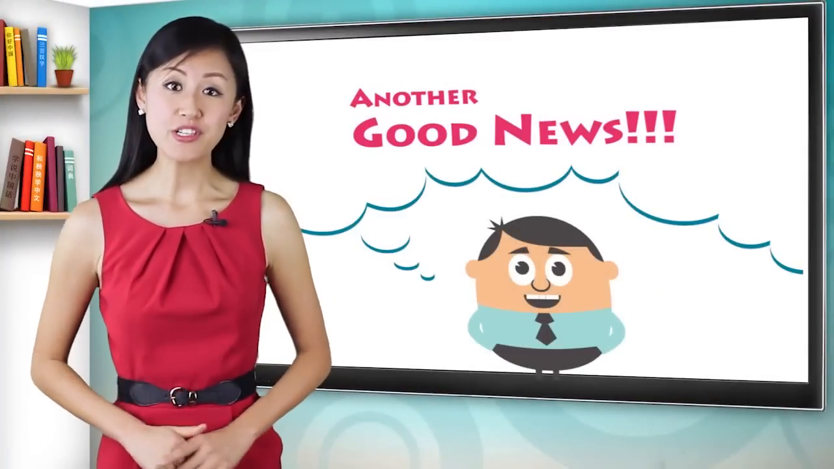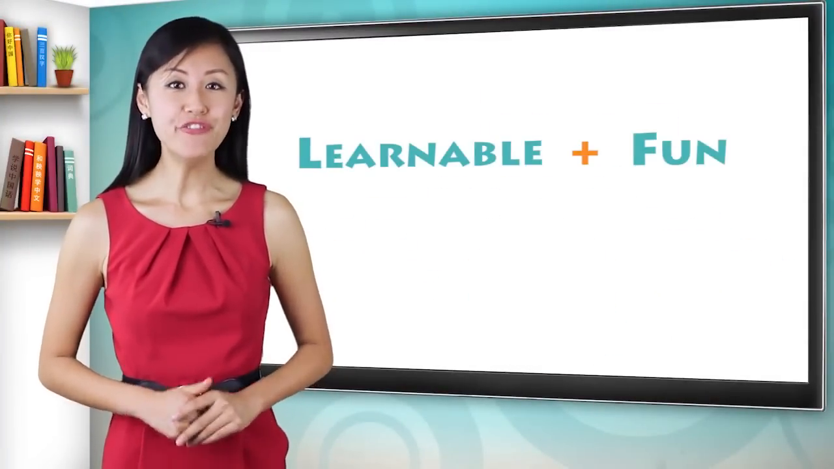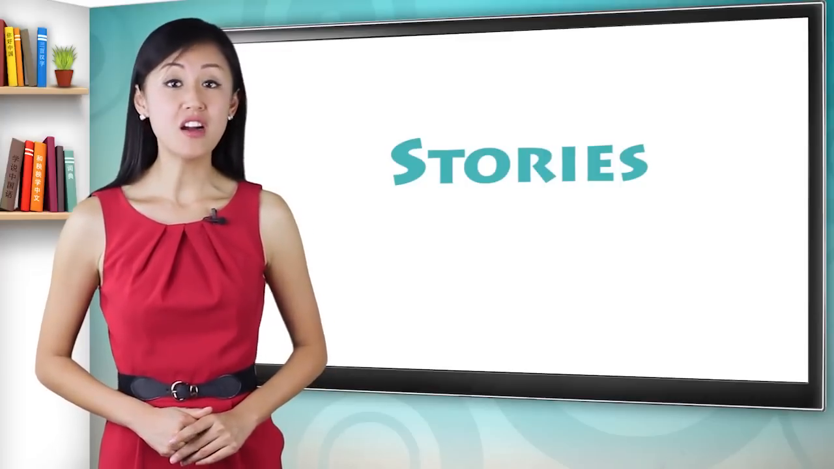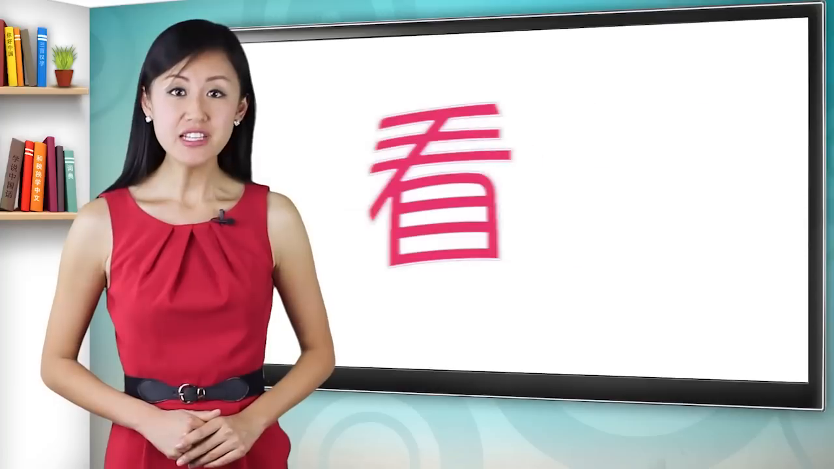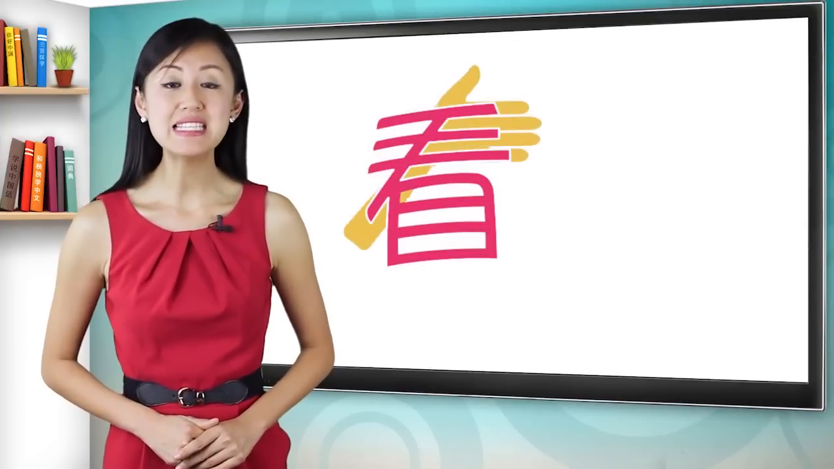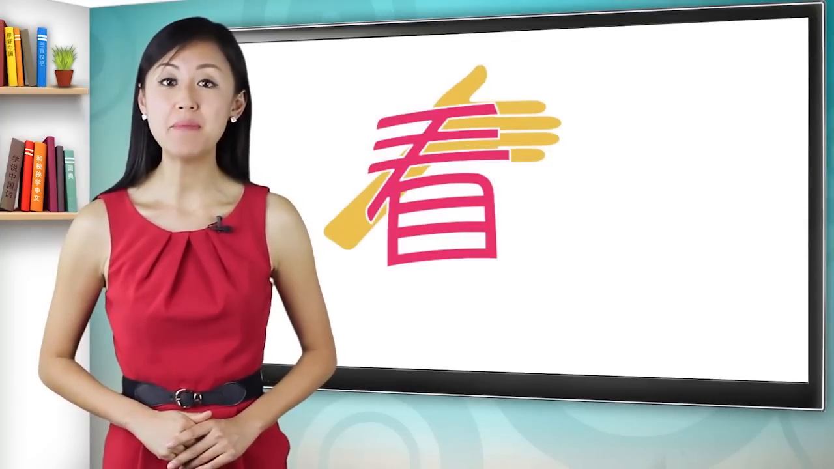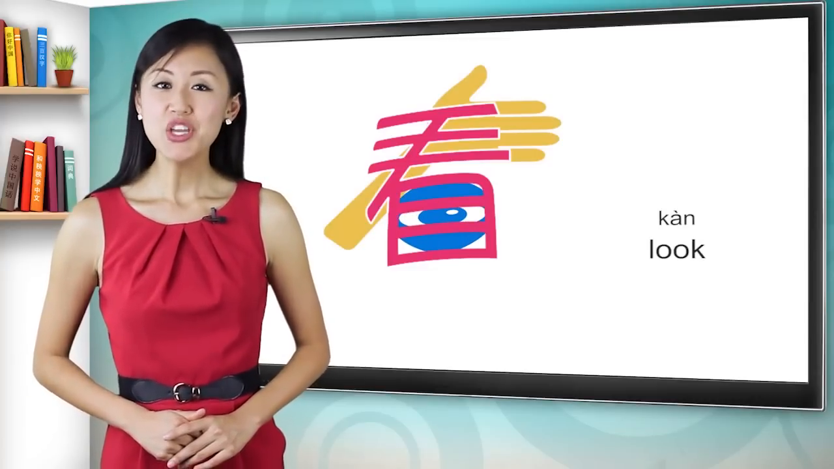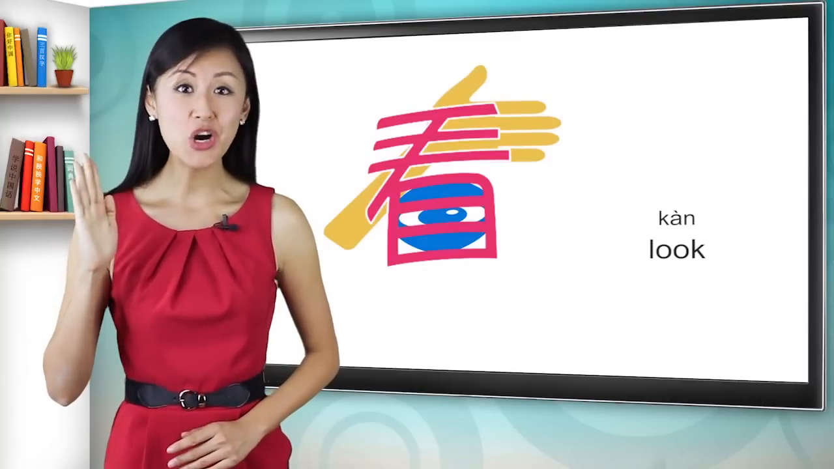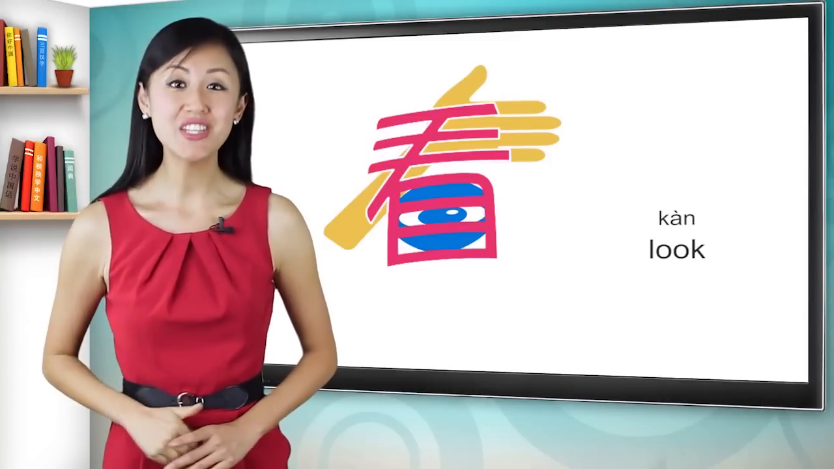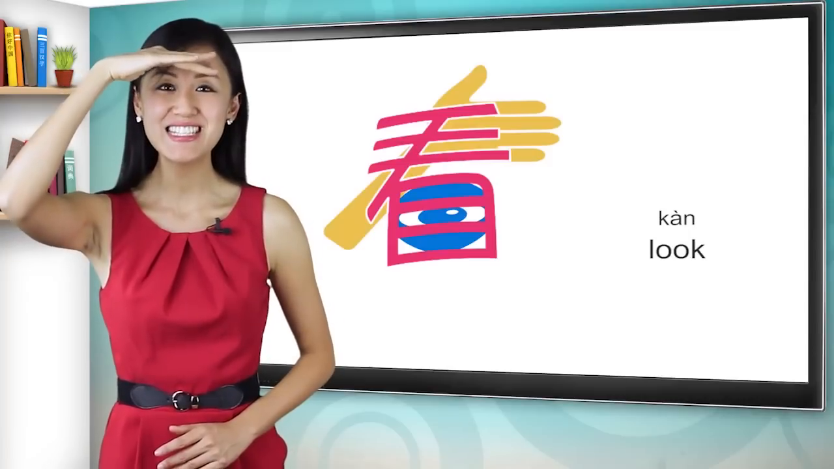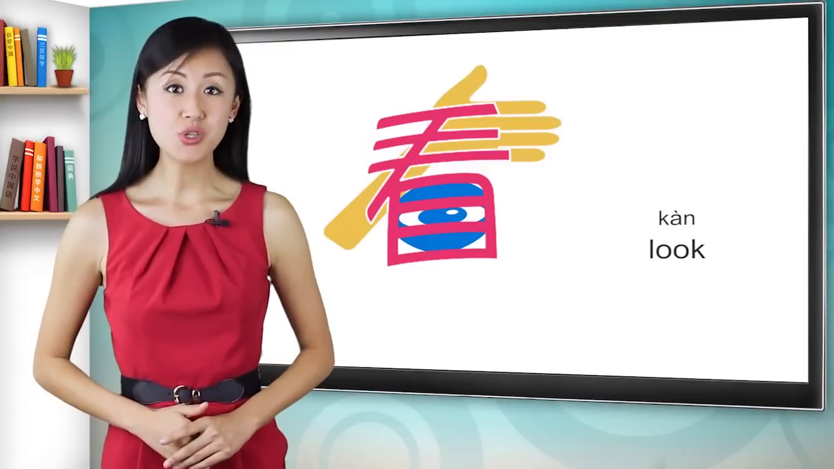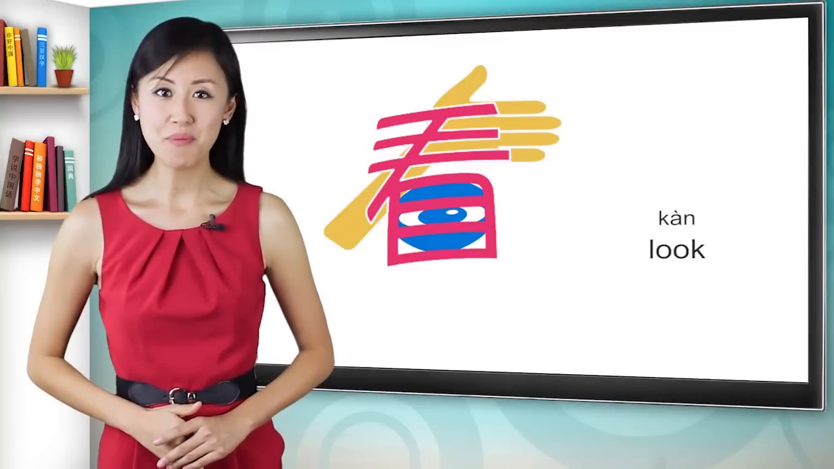Another thing that makes characters not only learnable, but also fun is the stories that you can find in them. Some stories are obvious. For instance, this character contains the component that means hand over the component that means eye. It's the character for look, 看. You can imagine placing your hand over your eye to shield the sun as you look off into the distant Chinese landscape.